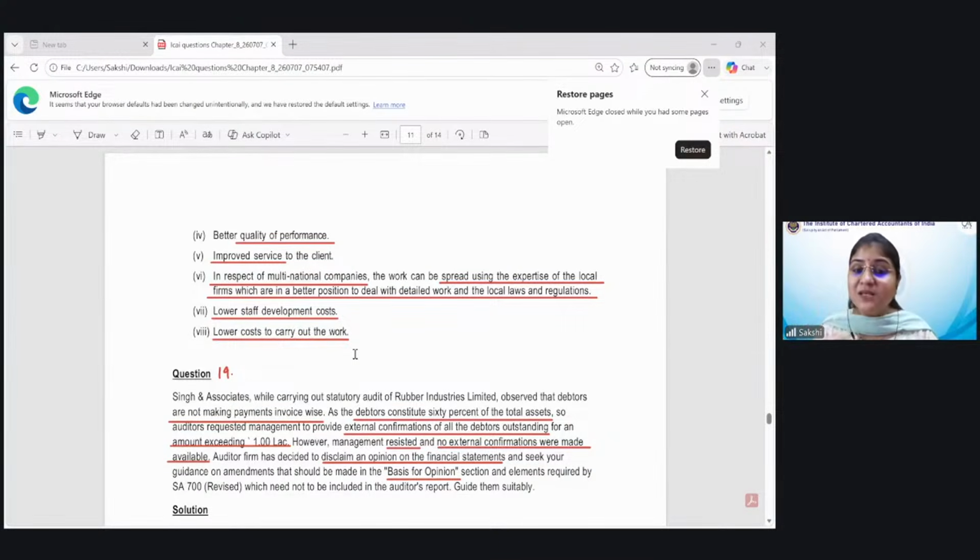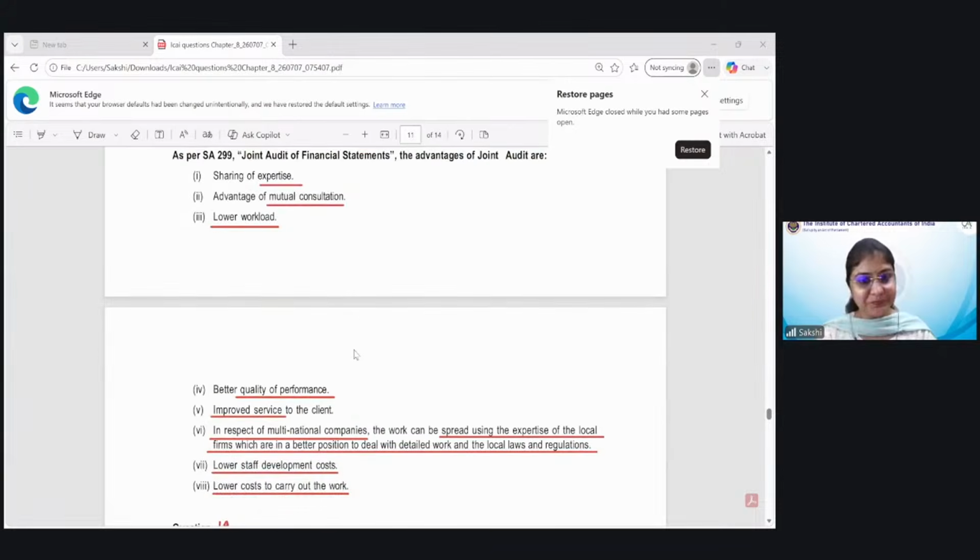Okay, lower staff development cost. Why? Because less staff is involved. Had you been allotted the entire audit of the company, then what would happen? More staff needed. Chunks of your staff is taking away your salary, isn't it? So lower cost to carry out work. Obviously, when things are divided, you incur less expenses.